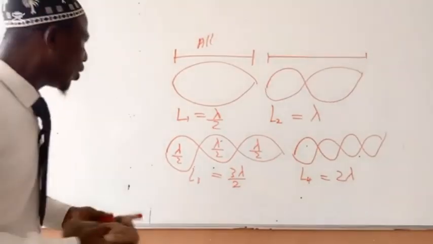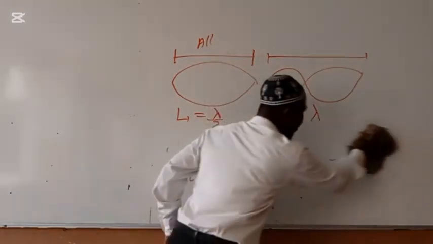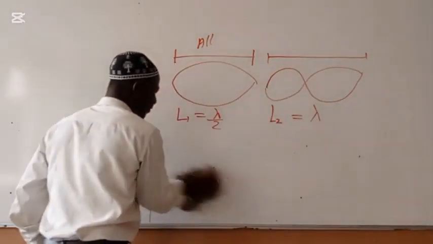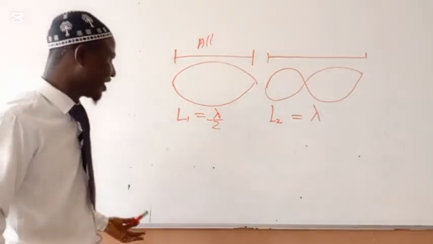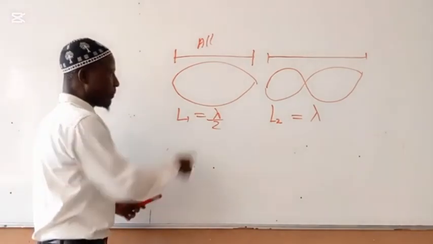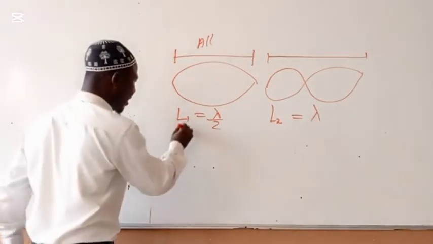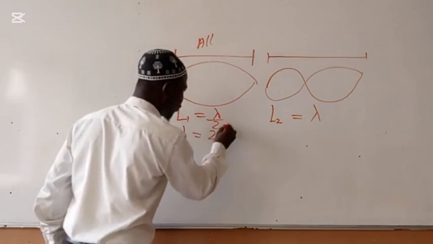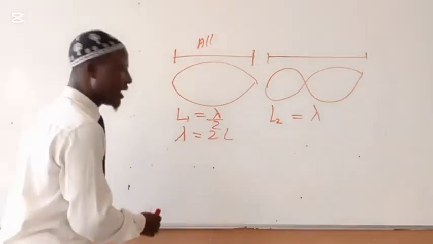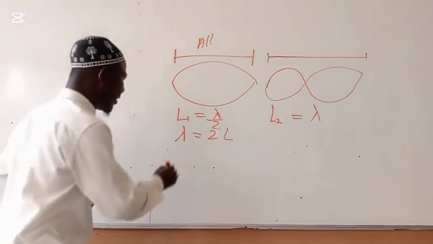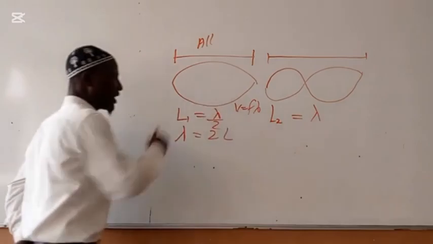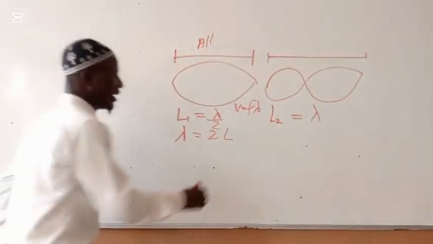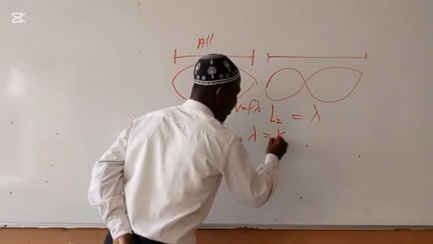Now, what if you are looking for frequency or you are looking for velocity? It's very simple. Just come back here, make this lambda the subject of formula, which is lambda is equal to 2L. And what is lambda? Lambda is equal to V over F. From our V is equal to F lambda, make lambda the subject of formula. It means lambda is equal to V over F.